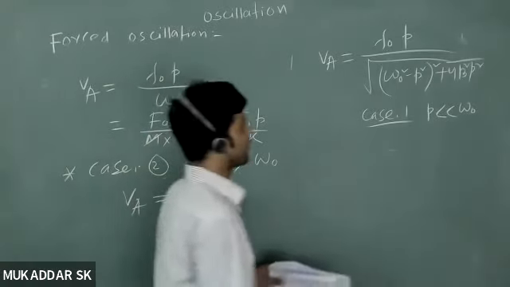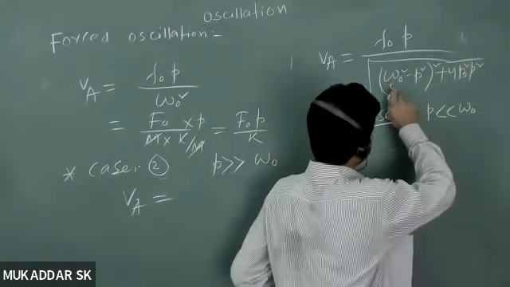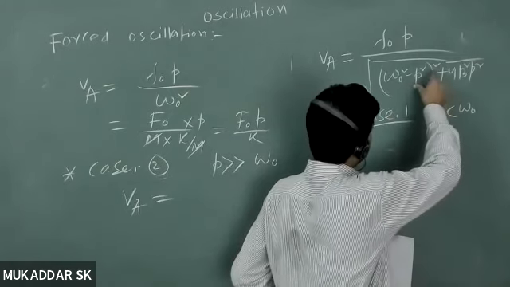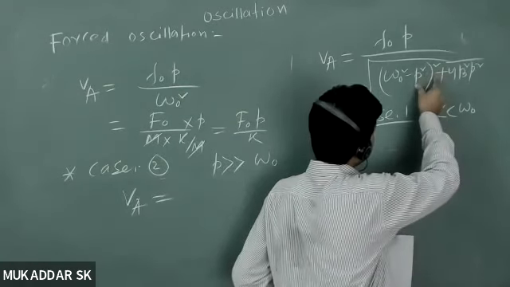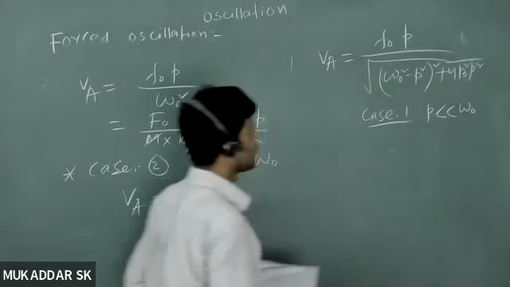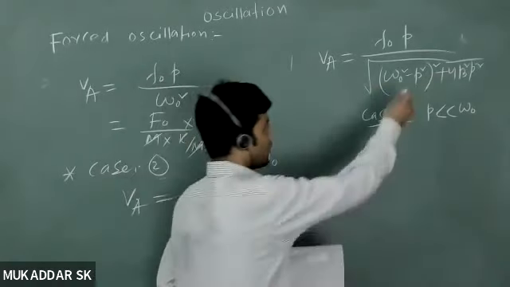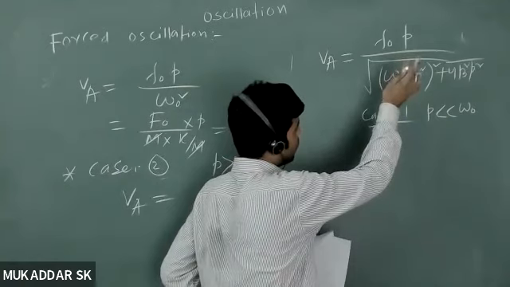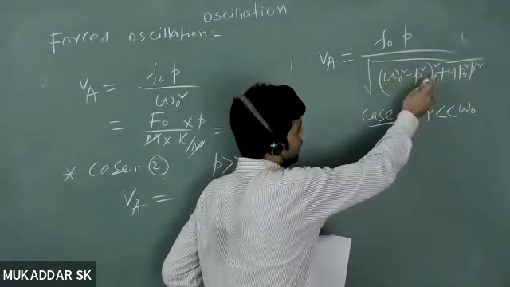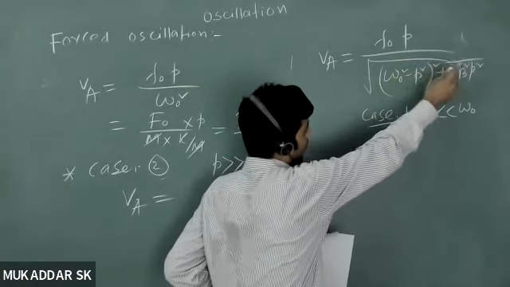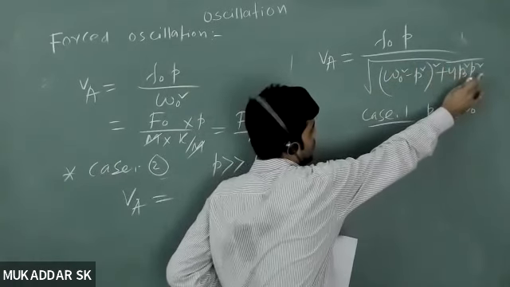So in this case you can ignore what? Omega naught you can ignore, so only you will get p to the power 4. If you bring this p to the power 4 outside of the square root, you can ignore omega naught, right? So you'll get p to the power 4, and you have 4 beta square p square also.